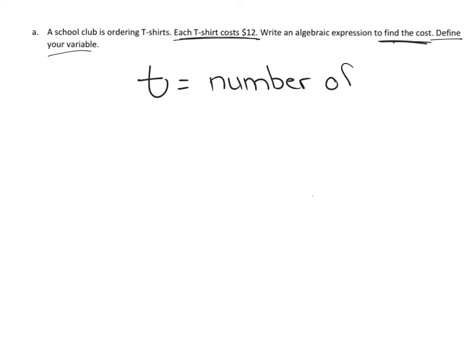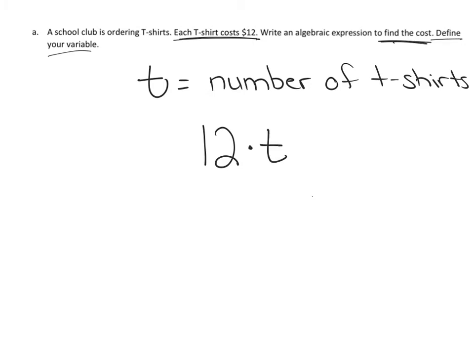If you chose t, that's how many t-shirts you are buying. So if it's each t-shirt, that means if I buy one t-shirt, it's $12. If I buy 2 t-shirts, it's $24. So you could think that this would be 12 times the number of t-shirts, so 12t.